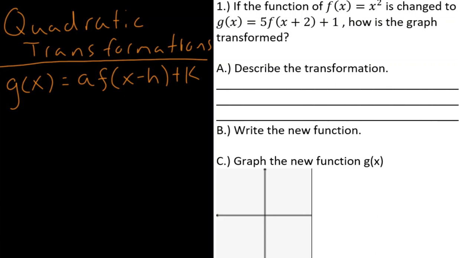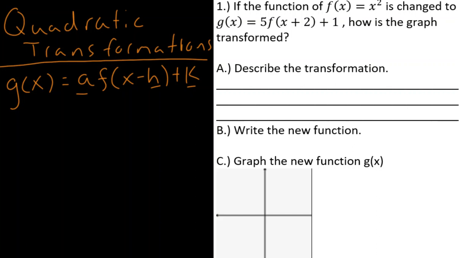Alright, and welcome to Quadratic Transformations. Now, in our previous video, The Ultimate Guide to Absolute Value Transformations, we discussed all the effects of a, h, and k in general when transforming a function in vertex form. So we did the heavy lifting in that previous video. If you haven't watched it, I would encourage you to go back.